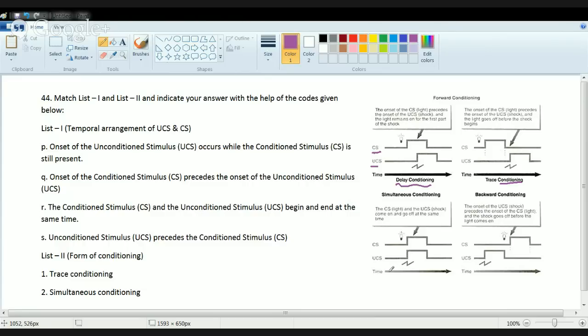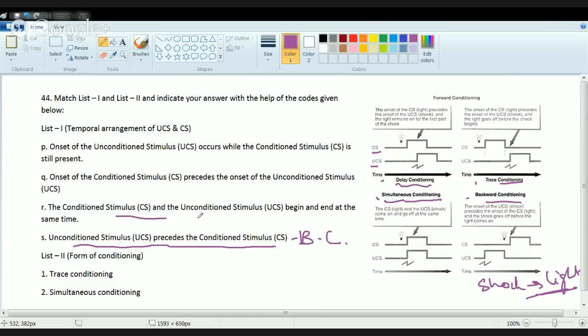The next is you give light and shock together. That is simultaneous conditioning. And finally you have backward conditioning, in which first you give shock followed by light. Okay. So this is how we understand the concept of delay conditioning, trace conditioning, simultaneous conditioning, and backward conditioning. Based on that, we can easily relate that if the unconditioned stimulus occurs before the conditioned stimulus, it's backward conditioning. If the conditioned stimulus and unconditioned stimulus begin and end at the same time, it is simultaneous conditioning. If the onset of the conditioned stimulus precedes the unconditioned stimulus, that is delay conditioning. If the onset of the unconditioned stimulus occurs while the conditioned stimulus is still present, okay, so here we say it's a kind of trace conditioning.